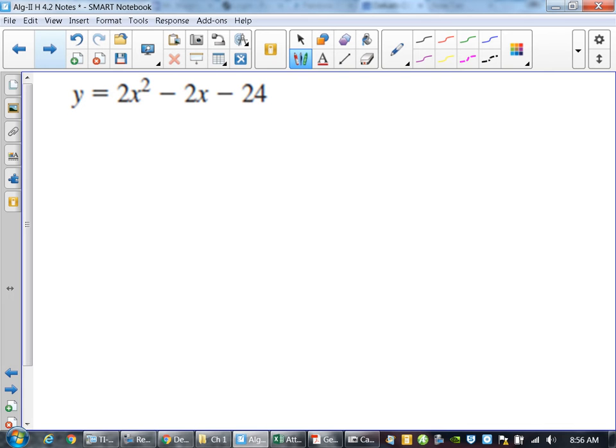2x squared minus 2x minus 24. Don't say the answer yet. What do you do first? You could divide, or factor out the greatest common factor. First rule of factoring: your first rule of factoring should always, always, always be, is there a GCF? If there is a GCF, please factor it out. It just makes your life easier.